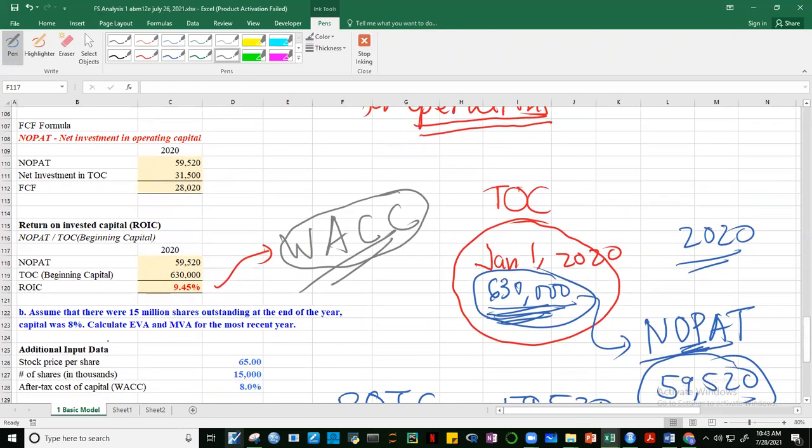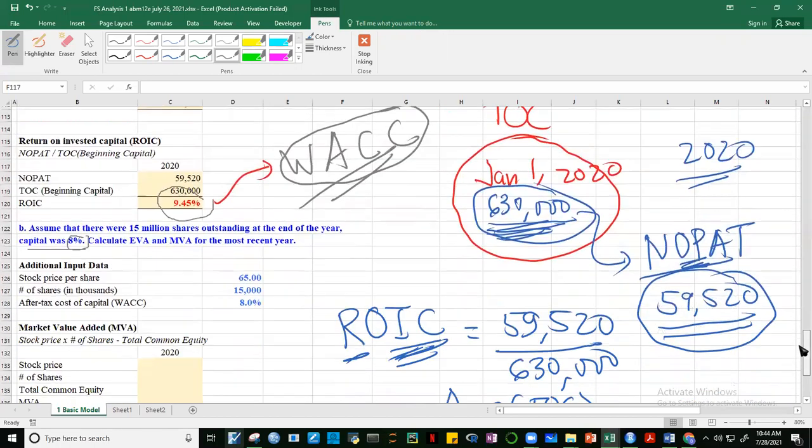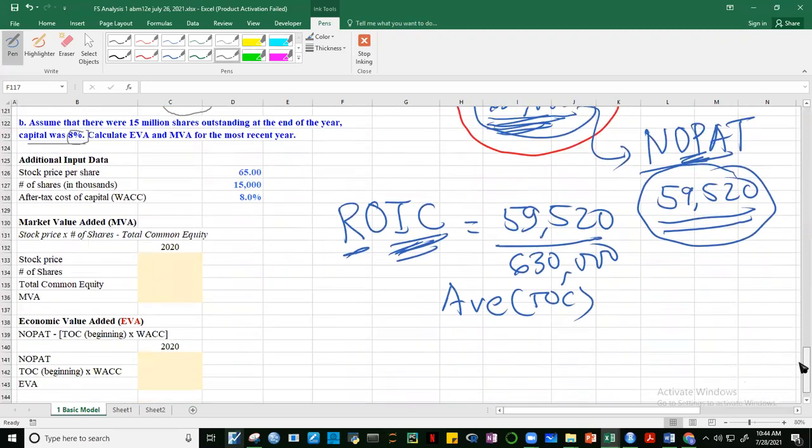If the WACC is 8%, katulad nito, no? Assume that the WACC was 8%, was value created? Yes. Value was created because the ROIC, 9.45%, is greater than the WACC, which is 8%. If the WACC was 10%, then was value created? No. Value, in fact, was destroyed. Okay?